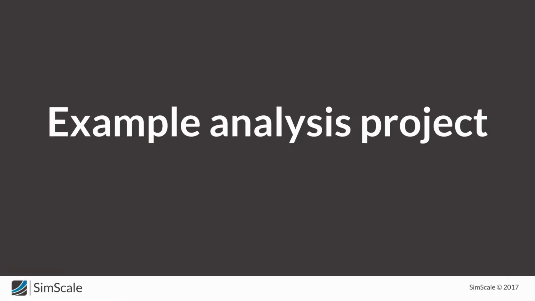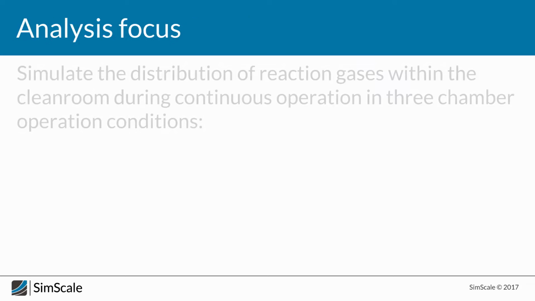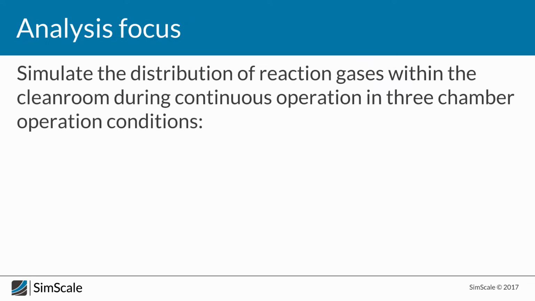Let's take a look at an example analysis project that we'll be talking about. So enough of the theory, and we'll move to the practical example that I have prepared for you. In this case, we will try to make a comparison of ventilation performance for a multi-purpose chamber in a small clean room looking like this. First, we'll talk about the CAD design and the way to prepare it in Onshape, and after that, we will move to the simulation itself.